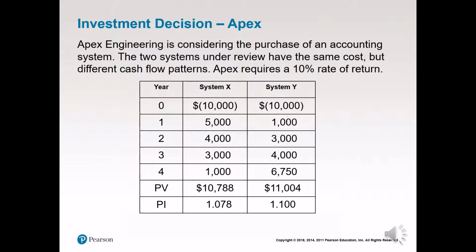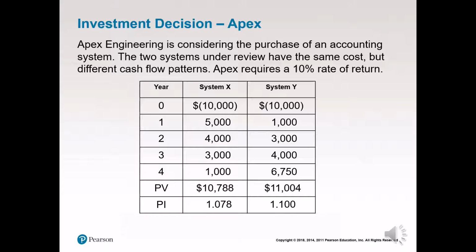Let's first look at System X. To determine the profitability index, we will take the present value of the future cash flows, that's our 10,788 number, and divide that by the initial cash outlay of $10,000. In this scenario, our profitability index would be 1.078. To make a decision on profitability index, we are looking for any number that is above 1.